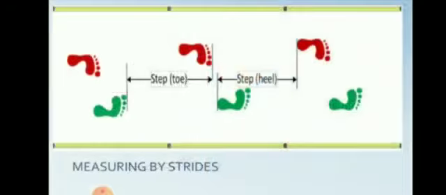Now let us see the story of the scale. Many hundred years ago, people used to measure distances with their handspans and strides. This is called a stride. You are seeing a stride here.